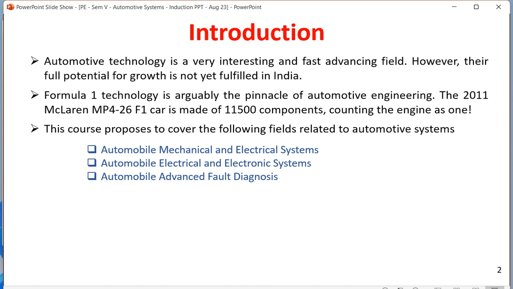So in the introduction, first I would like to tell you that automotive technology is a rich field of industry, because the persons who are with money and those who have fulfilled all the basic needs, they only go for purchasing a car, and hence it is a rich field. There is a lot of money involved in this field for research and development purposes as well as for production purposes, and it's a very interesting field and it is a very fast advancing field, because in India still we think the person who is having a car, he is a rich person.